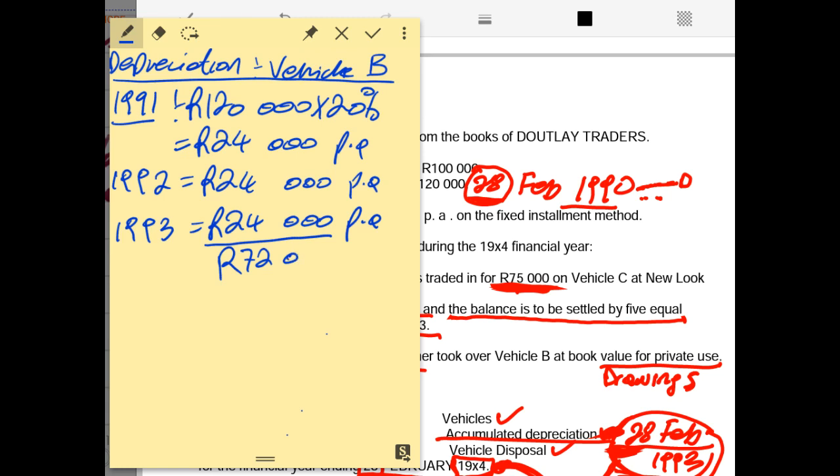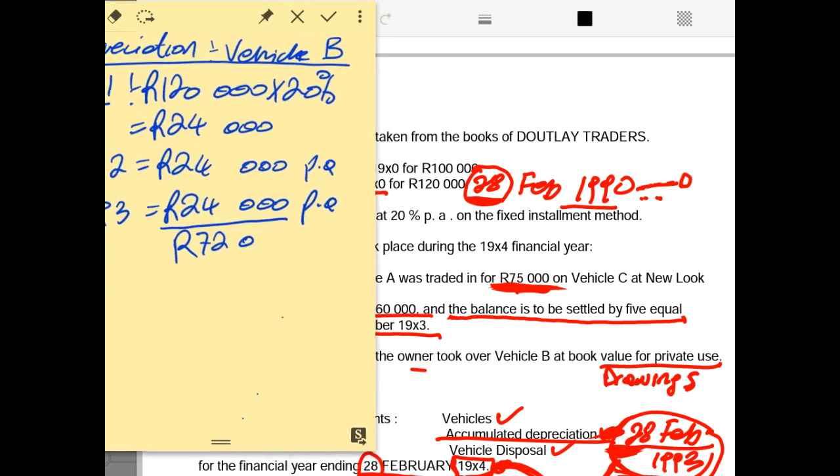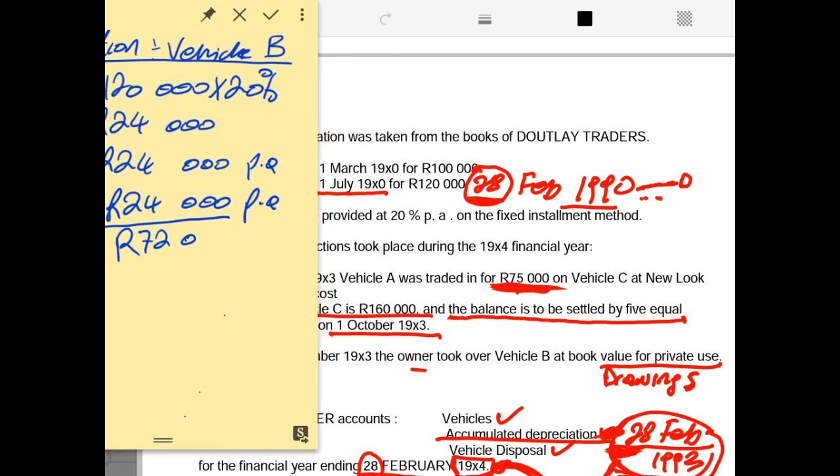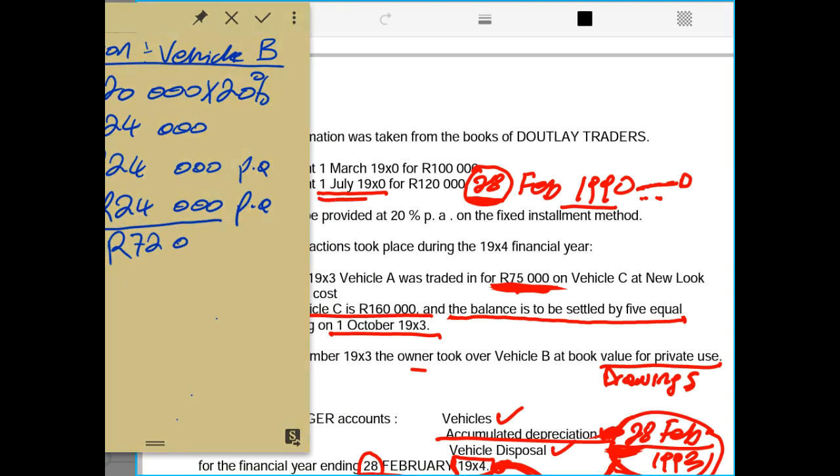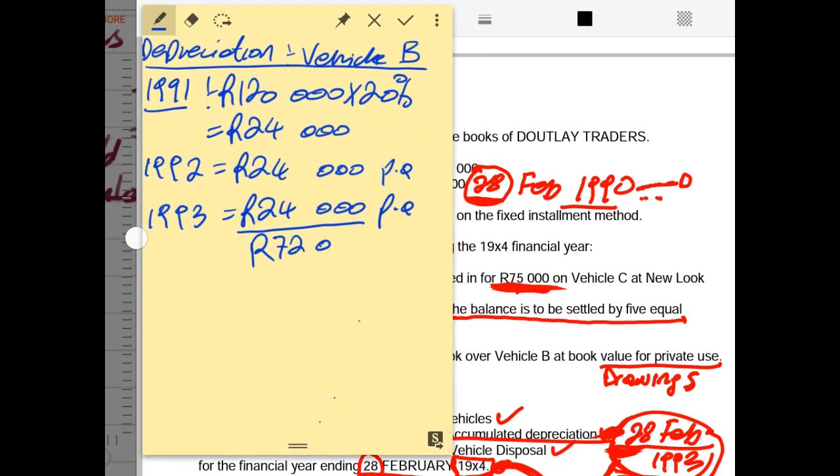72,000. Oh, sorry. Let me just make a correction here. We have to account for the number of months. Sorry for that. We have to account for the number of months because on this 1st of July, it was not the beginning of the year. So it means motor vehicle B was bought a couple of months before the end of the accounting period. We have to count and say July, August, September, October, November, December, January, February. It means motor vehicle B was in the business only for 8 months.